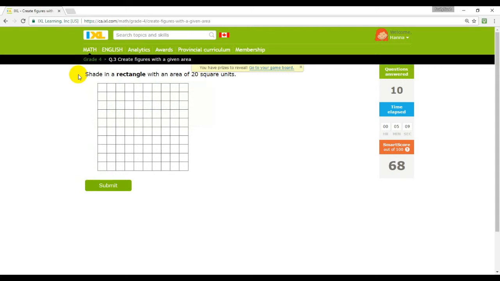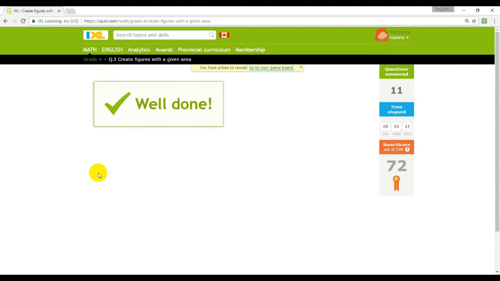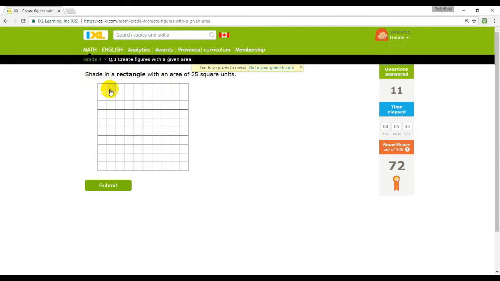Shade in a rectangle with an area of 20 square units. So of course, we're just going to do 2 full rows. Voila. Rectangle, I think you should always do it this way. And if you're just random square units, then you could do it like that.